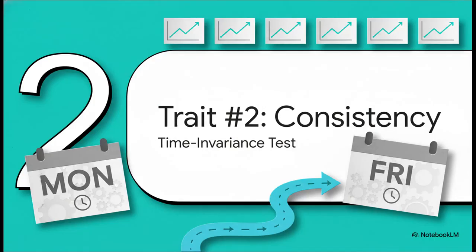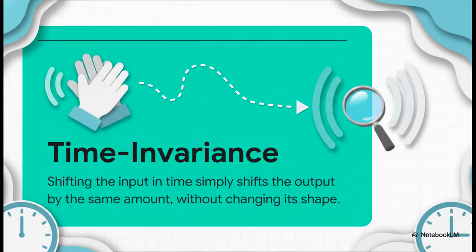All right, on to our next trait. Now we're asking a totally different question. Is the system consistent over time? In other words, does it behave the same way on a Monday as it does on a Friday? This is what we call the time invariance test. A time invariant system is one where timing just doesn't change the underlying behavior.